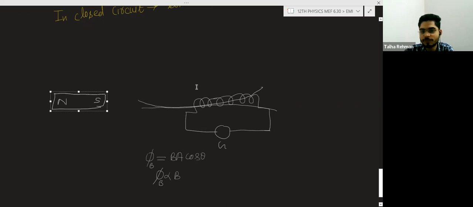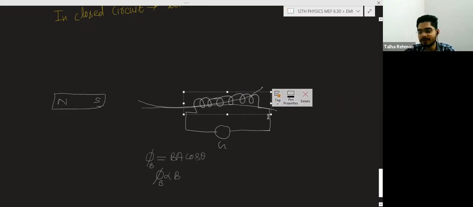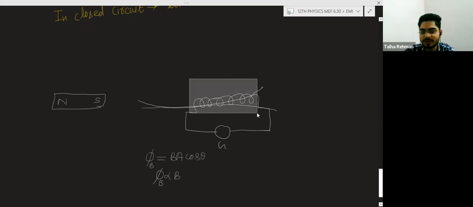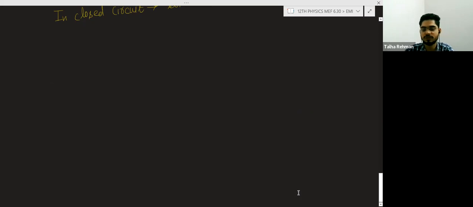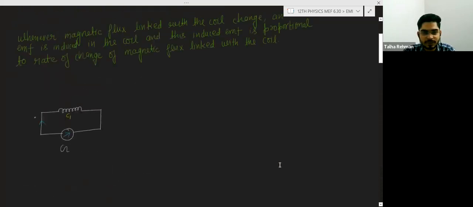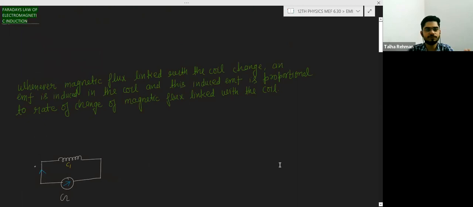Suppose this magnet is moving away from the coil. This is the coil. What will happen at the coil? The magnetic field will decrease. So if this magnetic field decreases, the magnetic flux on the coil, or linked with the coil, will decrease. Now I think this thing is clear. This concept is used by Faraday. Now Faraday's law is nothing for you.